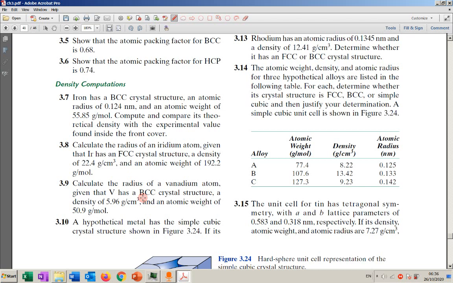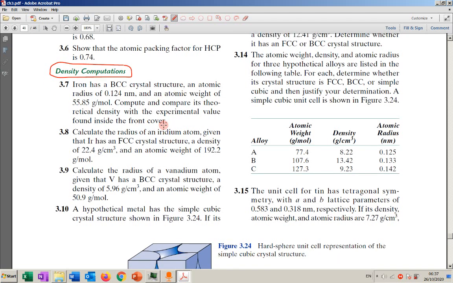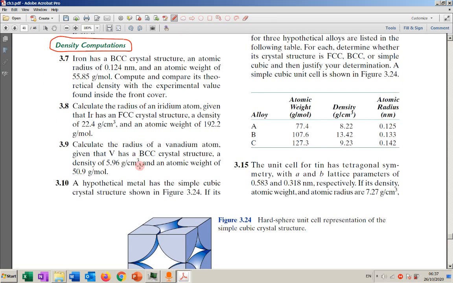Hello everyone, welcome back. In this video we're going to solve another type of example that is based on density. At the end of the book we have problems that you can always refer to, to test your knowledge and see whether you'll be able to solve them or not. For density computation I'm going to solve just one simple one, 3.8.